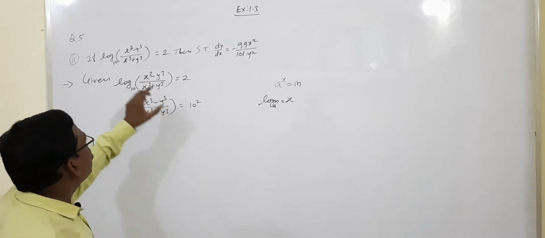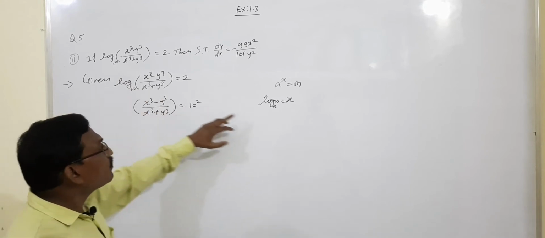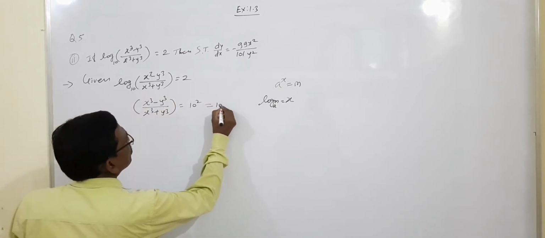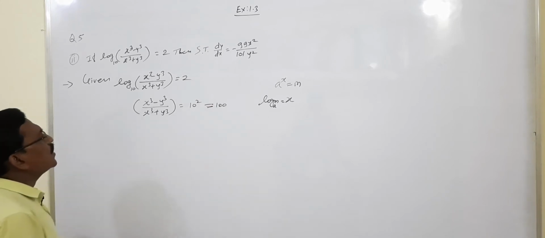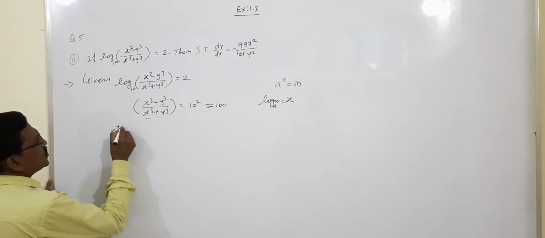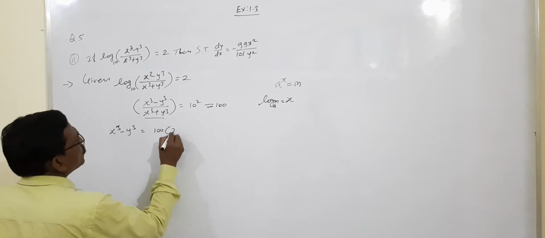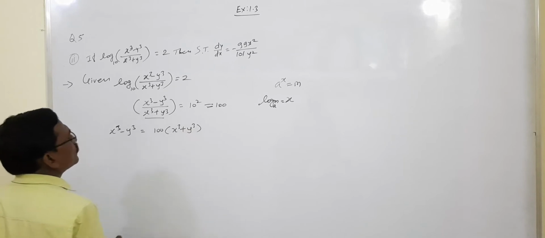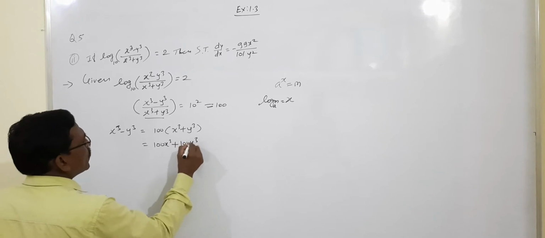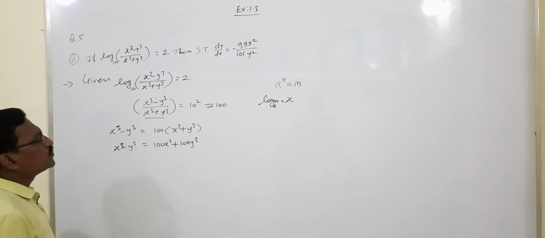Here m means this bracket, a means here it is 10, then a to the power x means here 10 to the power 2, it is 10 square, and it is 100. Now we take this term in the right hand side. So it gives x cube minus y cube is equal to 100 into x cube plus y cube, it gives 100 x cube plus 100 y cube, x cube minus y cube.